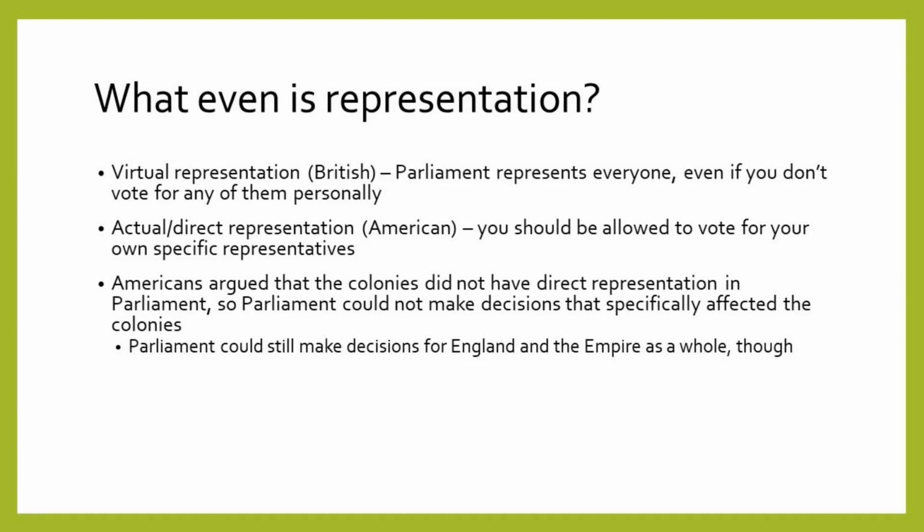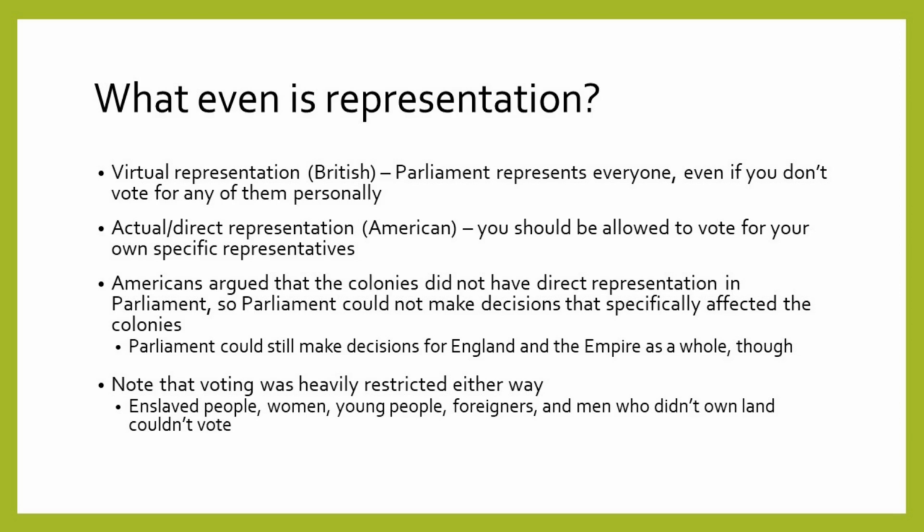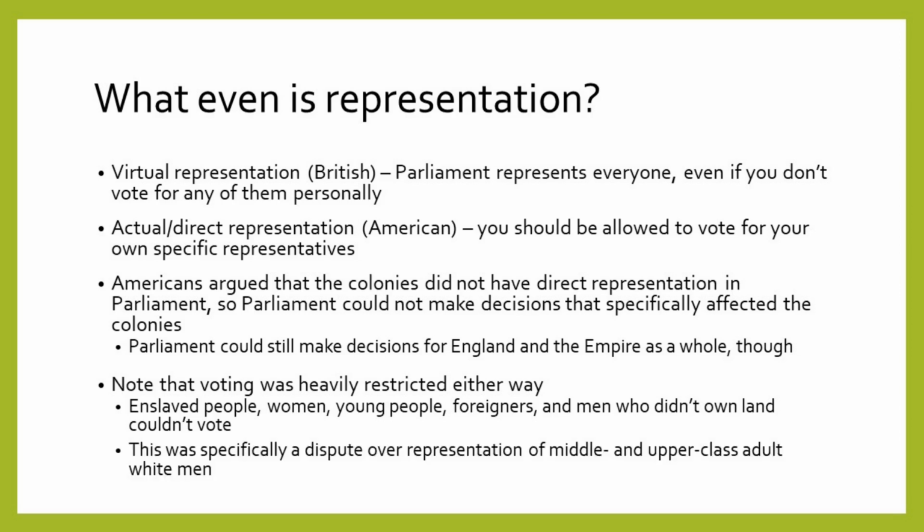Now, this dispute was an actual important philosophical difference in terms of how democratic governments should be structured, but it's worth noting that neither system allowed all people, or even a majority of people, to actually vote at this time. Enslaved people, women, young people, foreigners, and in many cases anyone who didn't own land were all barred from voting. So in reality, even under the American system, this would only really be direct representation for middle and upper class adult white men, and in general, the colonists weren't really trying to change that aspect of the system at this time. So that brings us to the second question.